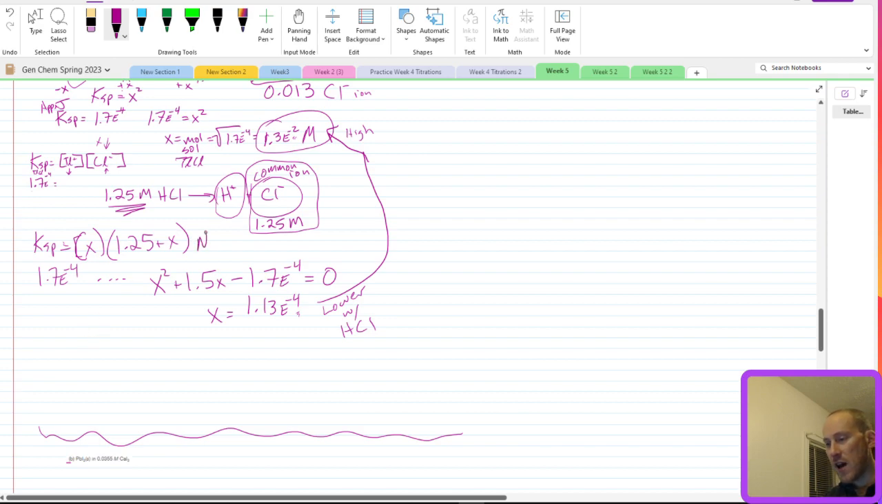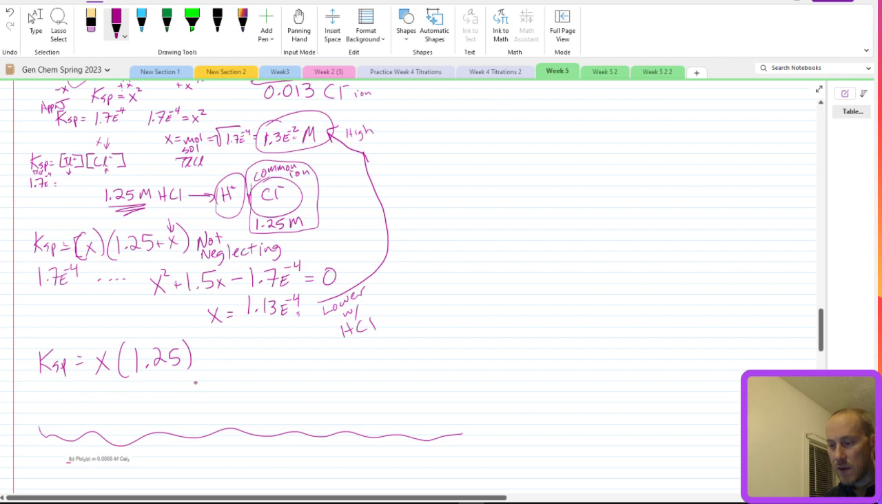But now let's see if we had neglected. So this is not neglecting, which is what we just did. The concentration of chloride there. If we don't neglect it, we get that. But if we do neglect, then we're just going to get this.